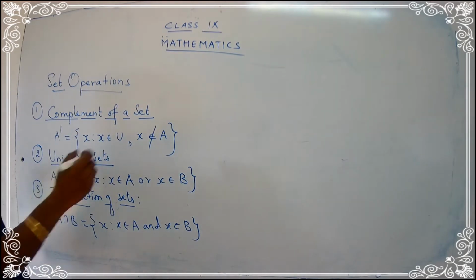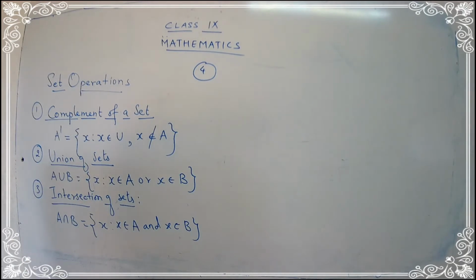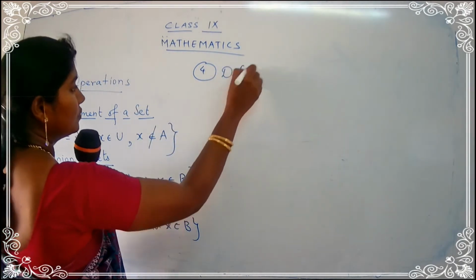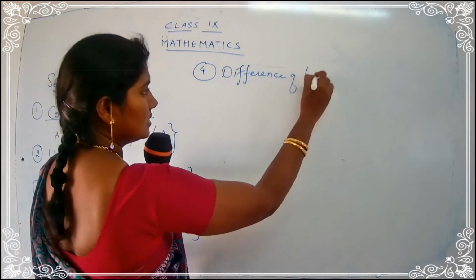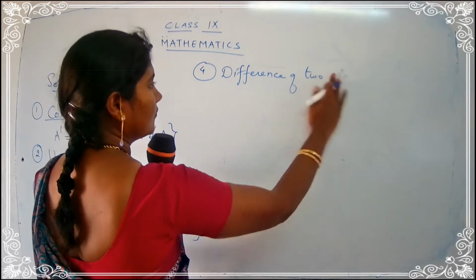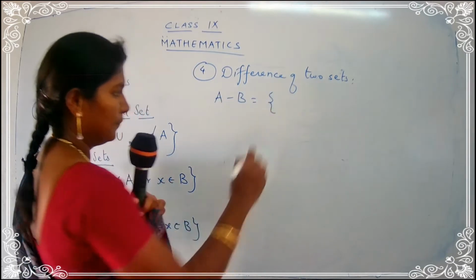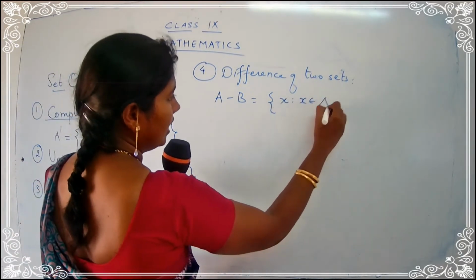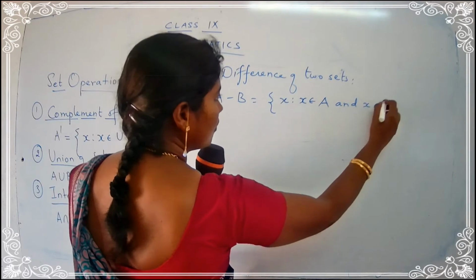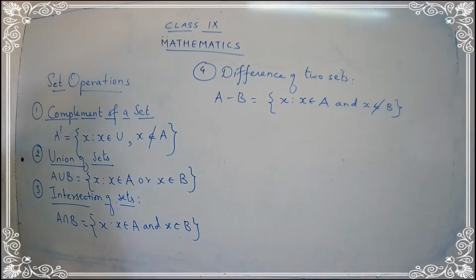Okay, I'll write the fourth point. These are the different operations. You should know first of all what the different operations are. The fourth one is difference of two sets. Like we had a difference in our algebra, here again we have difference of two sets. So we write A minus B is equal to x such that x belonging to A and x does not belong to B.